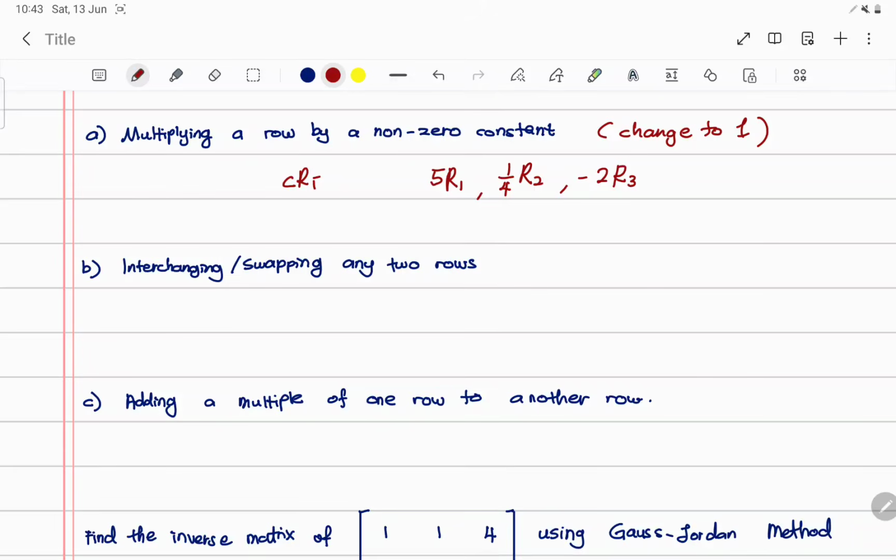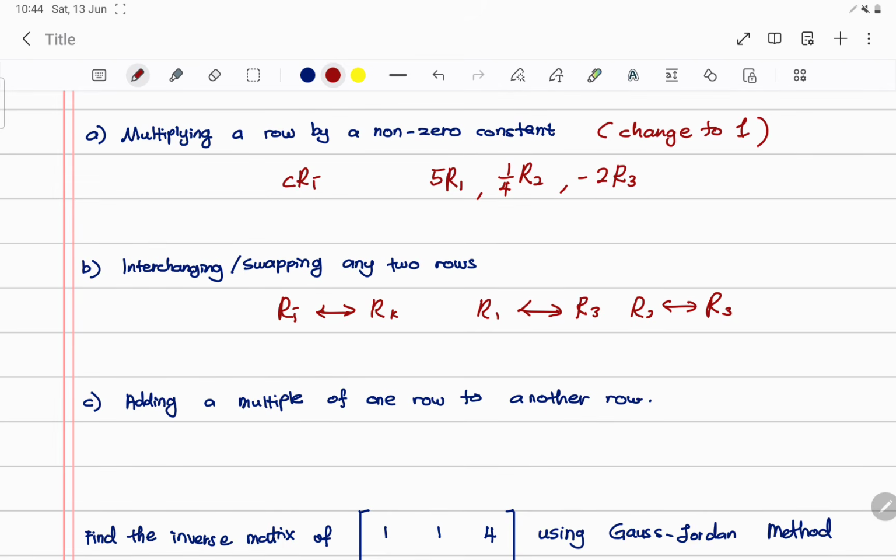The next one is interchanging or swapping any two rows. Let's say you want to change row 1 with row 3. So we have Ri swap with another row, Ri swap with row Rk. If you want to change row 1 with row 3, you write it like this. Or if you want to swap row 2 with row 3, then you write it like this. You must use the arrow that has both sides.